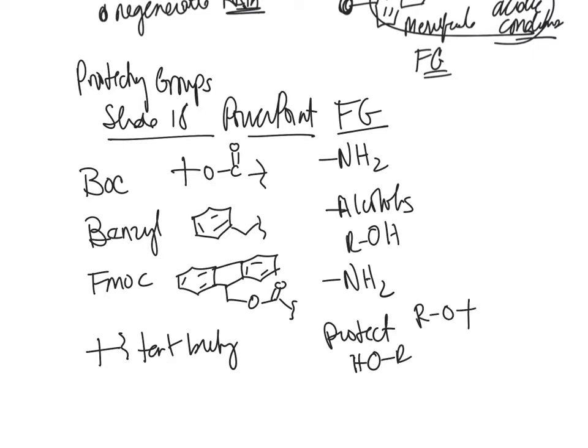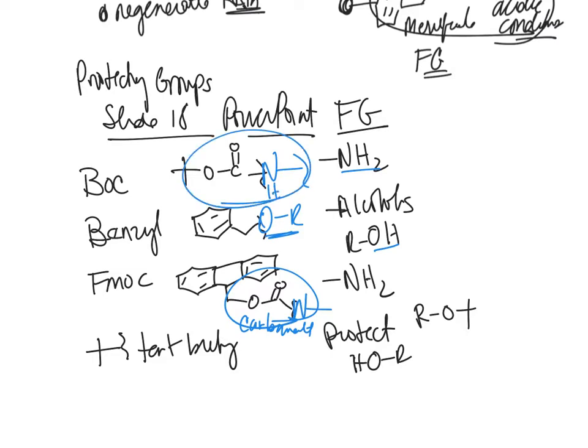So what does that look like? This will be attached to the nitrogen here. You can imagine that's a carbamate functional group. You don't usually learn that. Benzyl right here, and then this would be a carbamate right here. And so these are cleaved in trifluoroacetic acid, CF3COOH. Benzyls are cleaved in hydrofluoric acid.